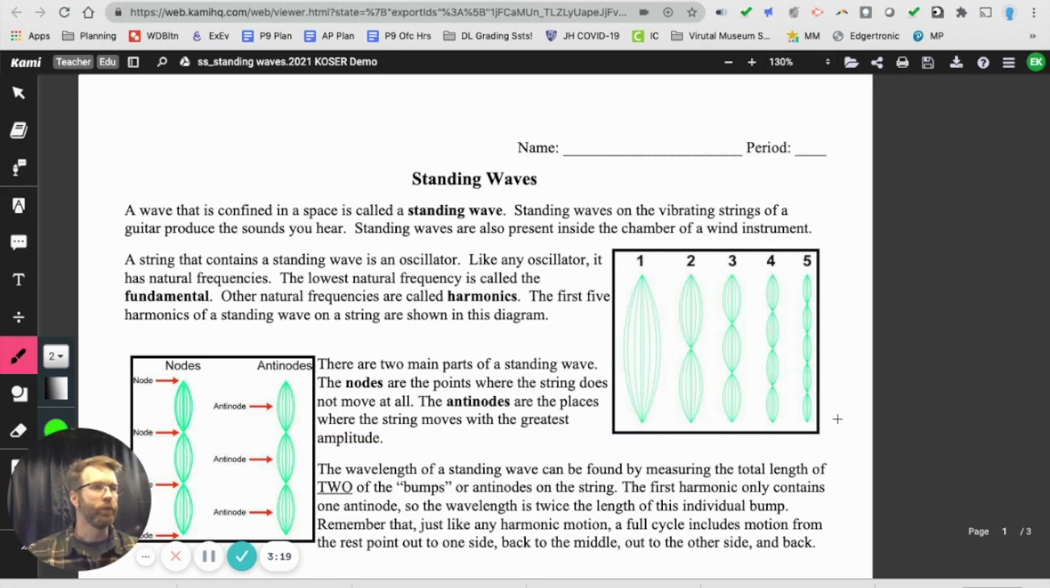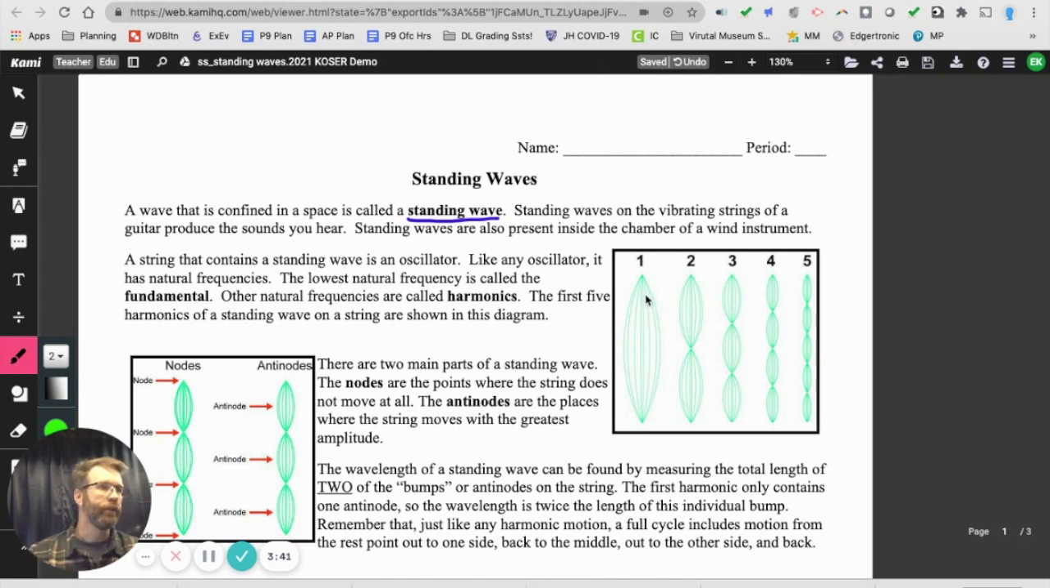So this is a worksheet to work on today about standing waves, and I'd encourage you to read this top section. It talks about the idea that a wave confined to space is a standing wave. And that's what we have here in this picture. And again, a standing wave looks like the waves are standing still, while really they're interfering all at once.